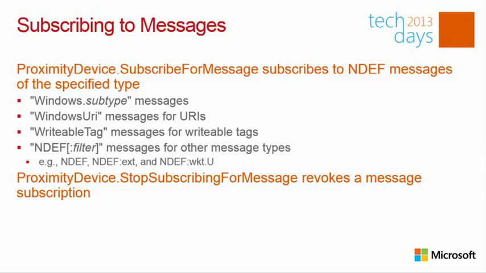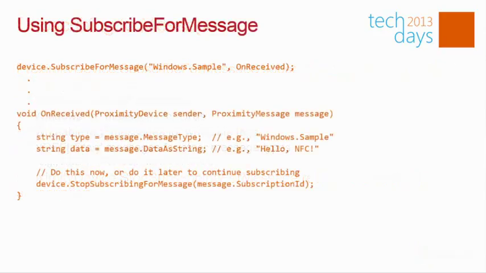Subscribe for message says to the system, if a message of the specified type enters my proximity, I want to be notified. And the way I use the method is quite simple. I get a reference to that proximity device by calling proximity device.getDefault. I call subscribe for message. I specify in the first parameter the message type. Again, if I'm going to consume a message published by publish message, the message type has to be Windows dot followed by whatever name you want to give it.